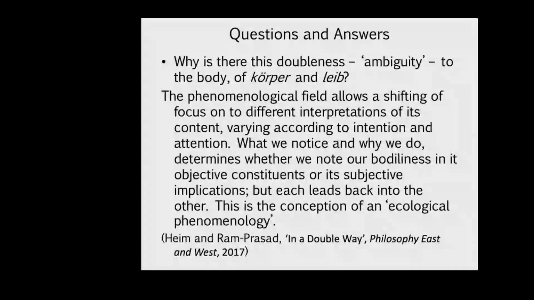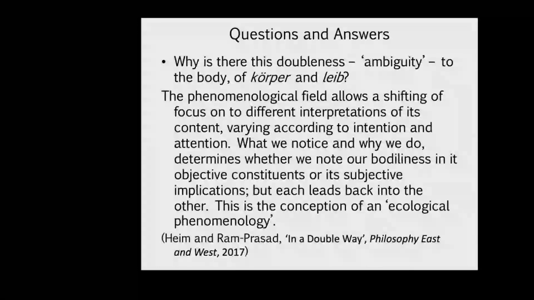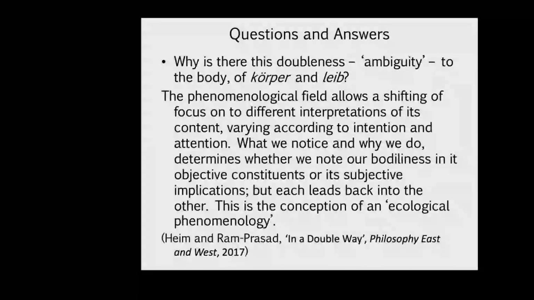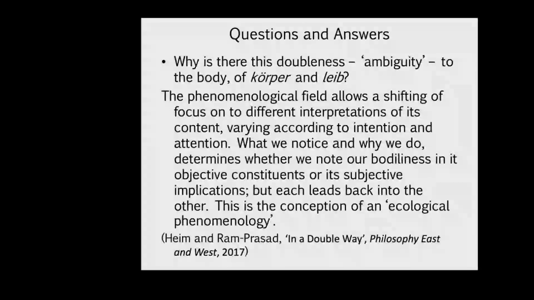Says Maria Heim and I, who have written in a paper that came out a few years ago, the phenomenological field allows a shifting of focus onto different interpretations of its content, varying according to intention, not intention as an intentionality, but in what you want to do, your purpose and attention. What we notice and why we do determines whether we note our bodiliness in its objective constituents or its subjective implications, but each leads back into the other. This is the conception of an ecological phenomenology. So the way we're trying to begin to answer this is by saying, why do we have a sense of an objective body and a subjective body? Well, it's because it depends on what we are turning our subjectivity to.